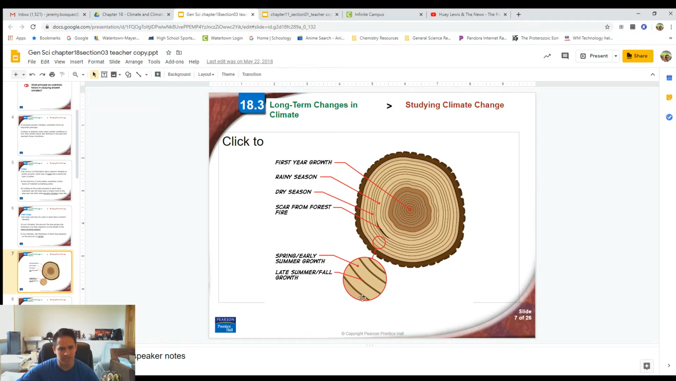So again, here's just an image to give you an example. If we look at the rainy season and dry season here, and zoom in a bit more, we can see that the rainy season ring is very thick and the dry season ring is much, much thinner. So again, this gives us an idea of how much rainfall there was during this time when this tree was growing, what temperatures were like, maybe it was good growing or not good growing, stuff like that.